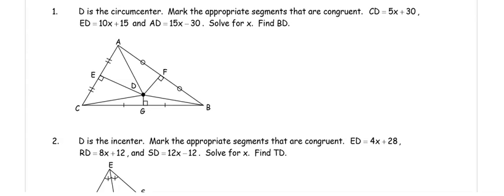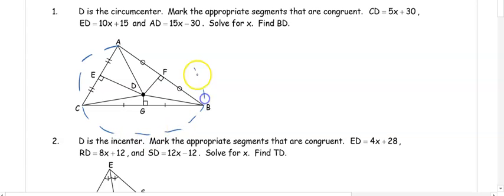So in number one, we have that D is a circumcenter. So I'm going to draw a circle around. It doesn't have to be a perfect circle, especially if there's not that much room. So we know that A, B, and C are on the circle. So AD, BD, and CD are congruent.